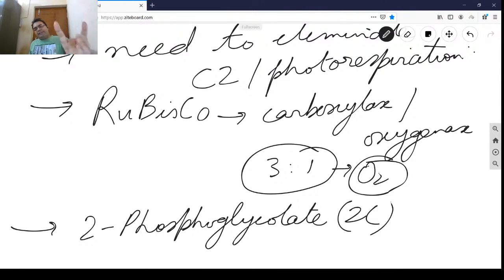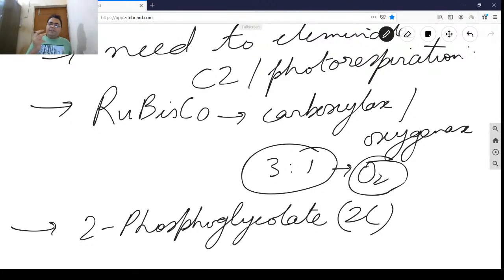So you need to salvage it because of that very reason. Now the salvage pathway is a completely wasteful process. It requires NADH, requires your ATP. So that you can ill afford in case of C4 plants, right? Maize, sugarcane, sorghum and all.